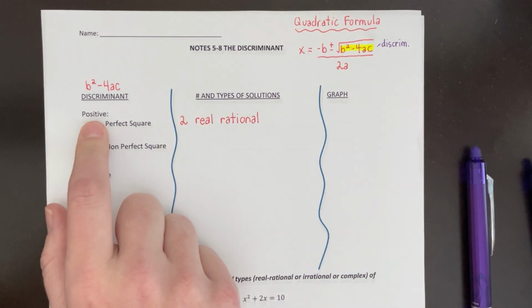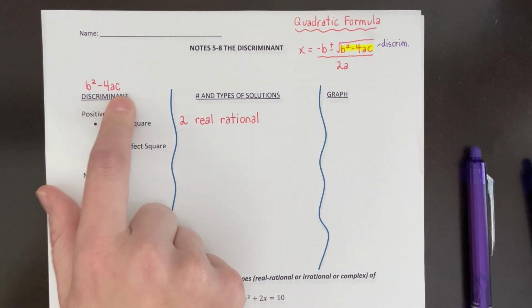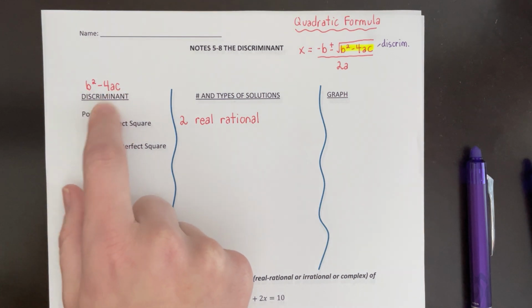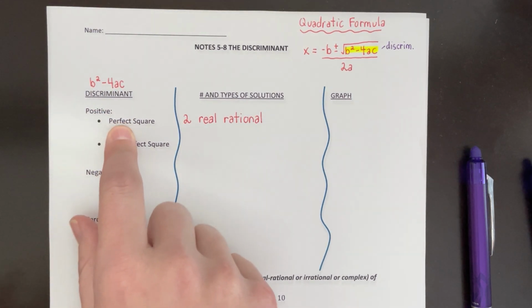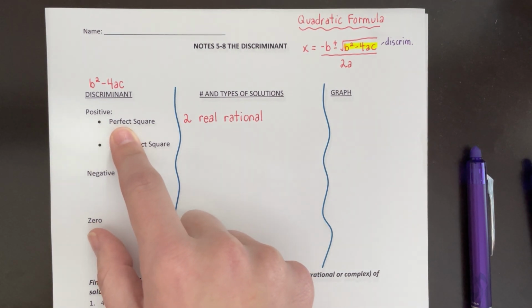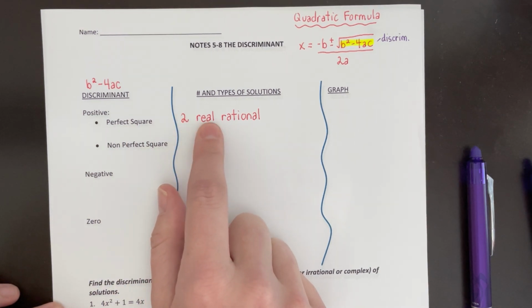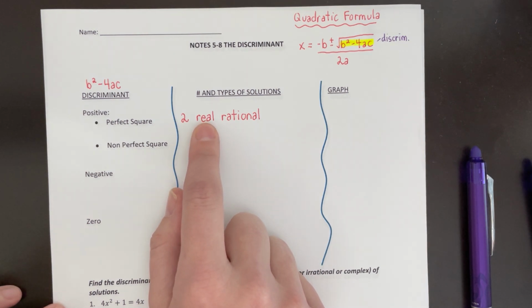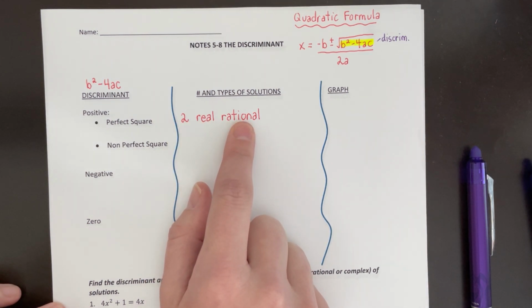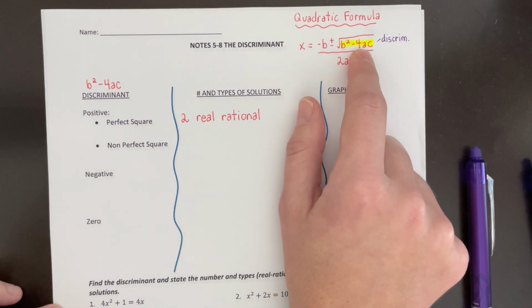So if your discriminant is a positive perfect square, if you compute this number and it ends up being a positive perfect square, like think of examples of perfect squares, 16, 81, 4, 49. So if the number is a positive perfect square, the quadratic will have two real, not complex, okay, not imaginary, two real rational solutions. Okay, rational because you can take the square root of a perfect square, and this discriminant is under the radical.